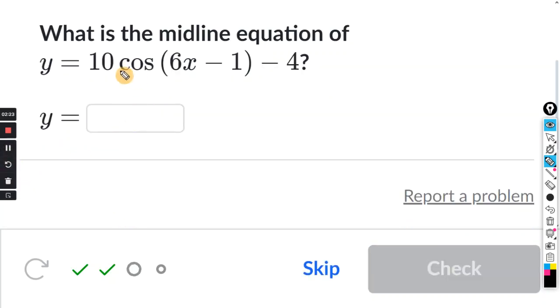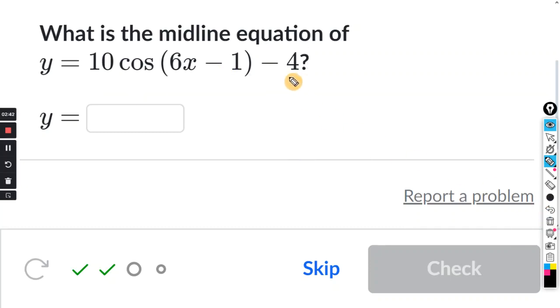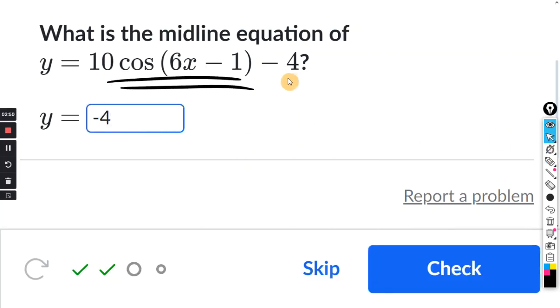All right, here we go. Here is our function, 10 cosine of 6x minus 1. This part on the end right here is the value for C. See, the entire function has a minus 4. This minus 4 is subtracted from the entire function. So right in the box, that's just a negative 4.